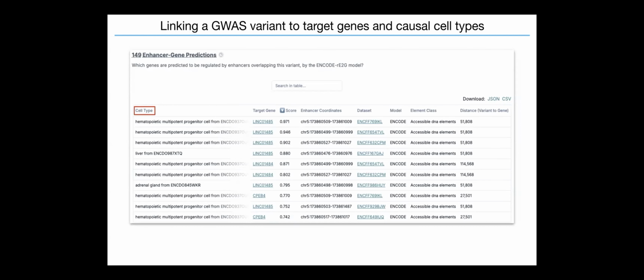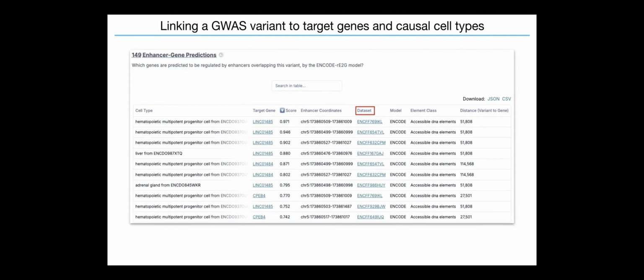That table contains a couple of columns, most of which I think are very easy to understand. Of course, there's the cell type, so that's where the regulatory interaction is predicted to take place. The target gene, so the gene that this variant is predicted to regulate. The score from the E2G model, where typically a higher score means more confidence. The enhancer coordinates, so these are the coordinates of the element the variant is perturbing.